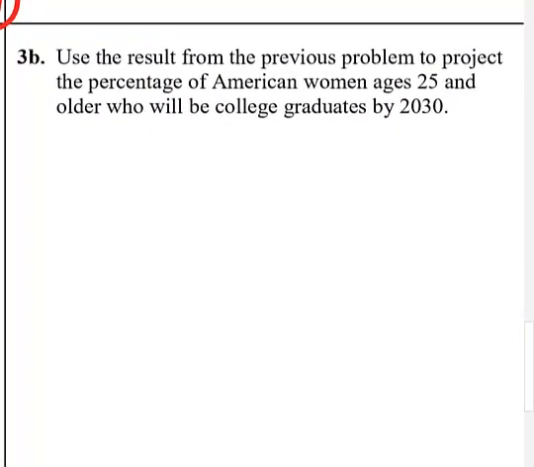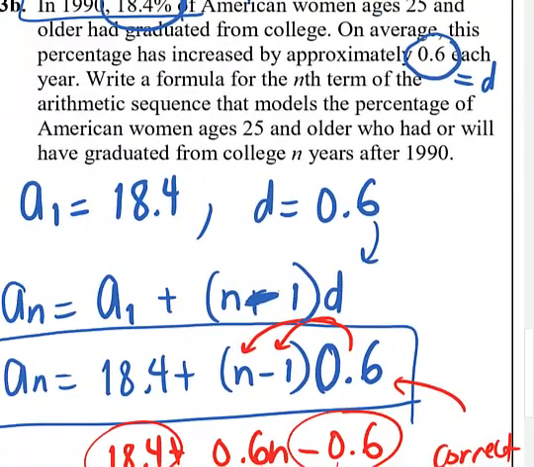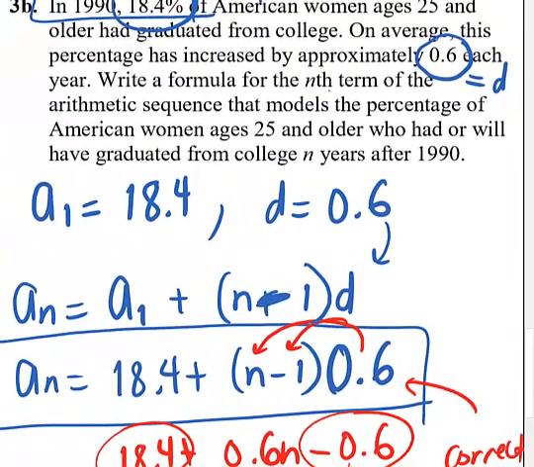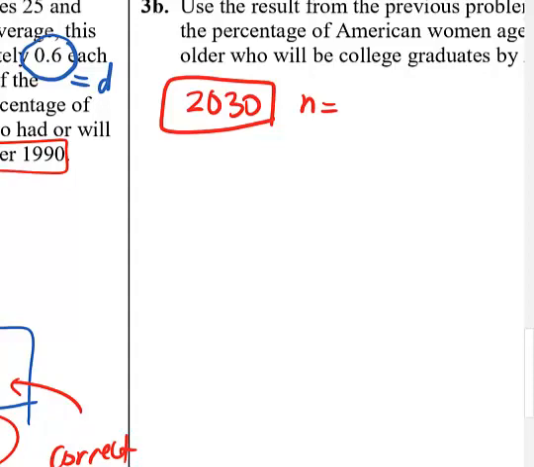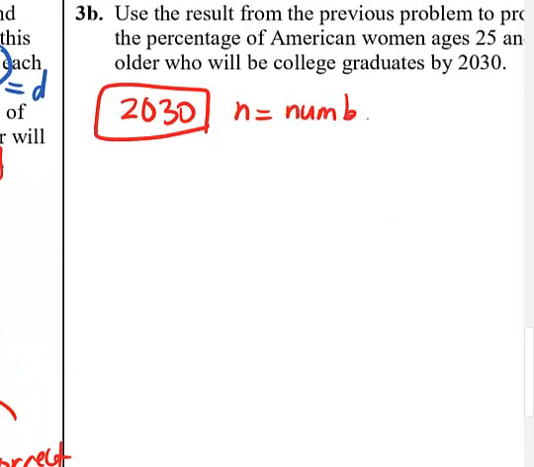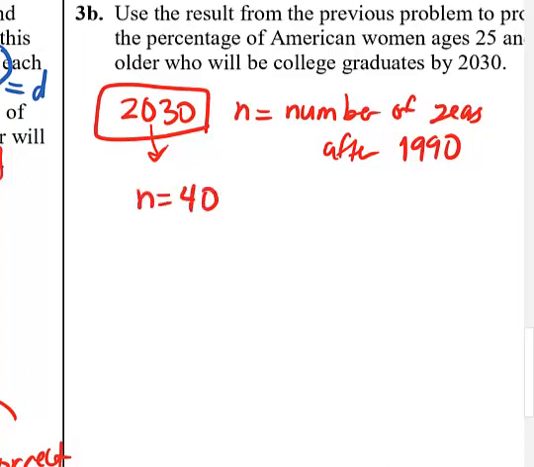And then this part 3b, they say, use the result from the previous problem to project the percentage of American women age 25 and older who will be college graduates by 2030. So I got to figure out what value of n that corresponds to. Because n was supposed to be, for the nth term, the percentage who will have graduated from college n years after 1990. So n is the number of years after 1990. And if you're talking about 2030, that's 40 years since 1990. We're just going to replace n equals 40 in the general term.